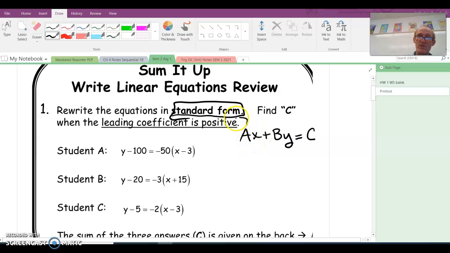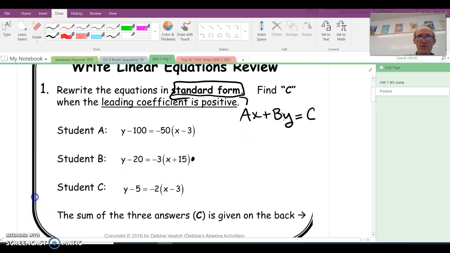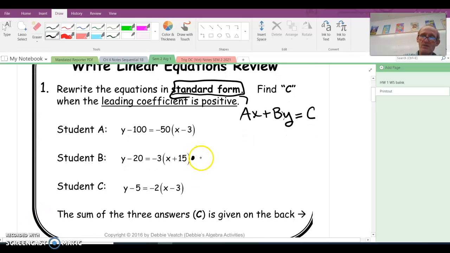The x term with a number is on the left with the y term and a number, and the c term is over here, so you have to move those terms around. Now I will take a look at this one and then you can try the other two. So it is y minus 20 equals negative 3 times x plus 15.